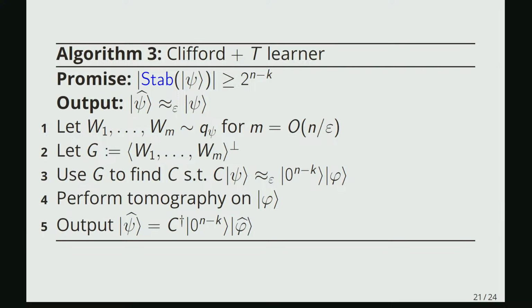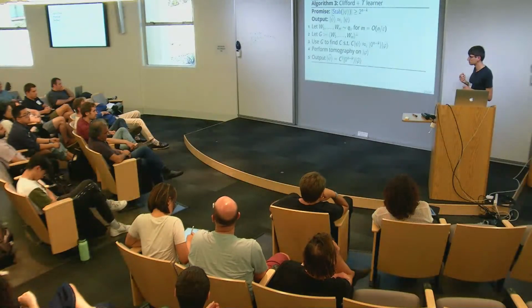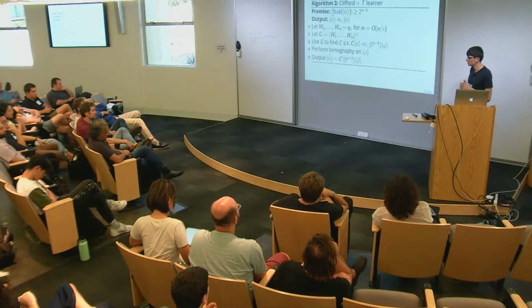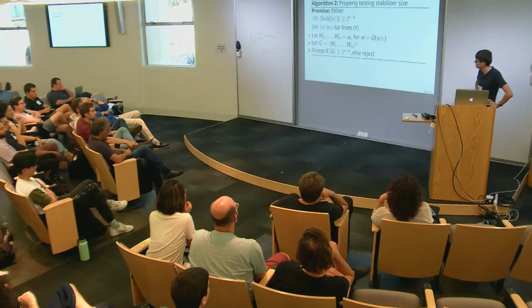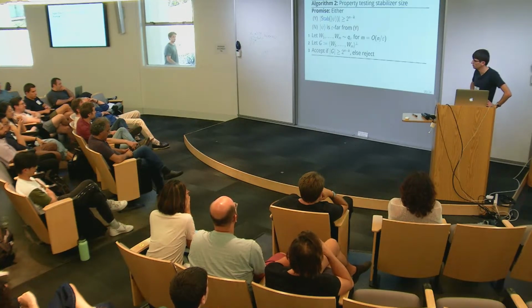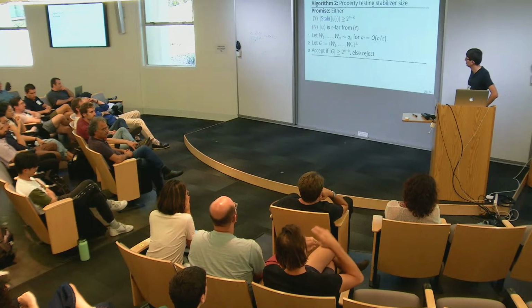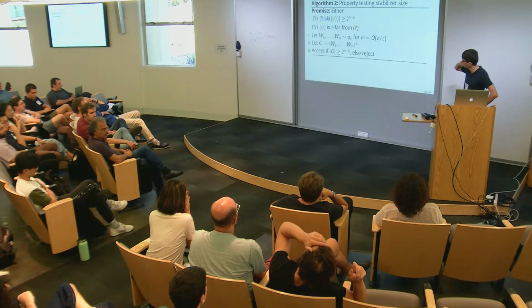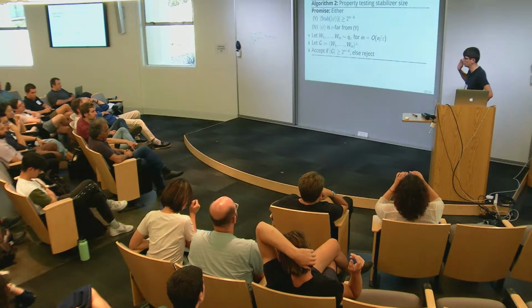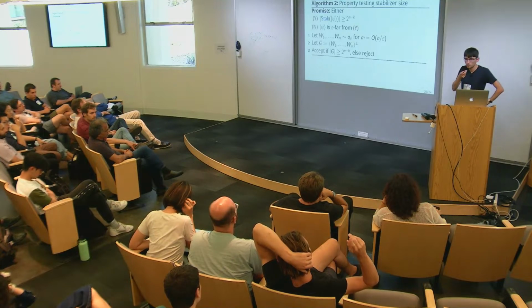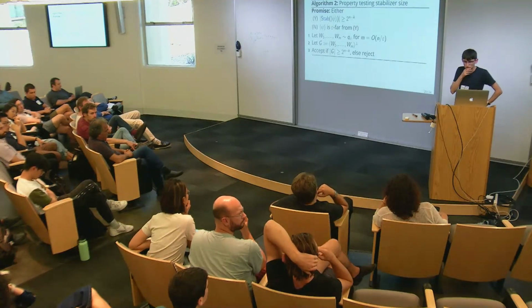But actually for this algorithm, this is something we're working on now, you can achieve a similar learning algorithm using only single copy measurements. And it's still computationally efficient. But for these other algorithms, I suspect this becomes impossible. That might even be proven, actually, at least in the case where you only have this promise that the stabilizer group is either large or not.